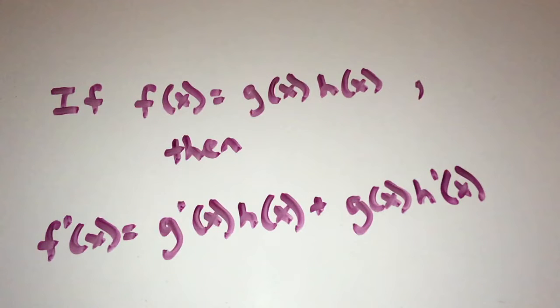Here we're going to be looking at the product rule. So what we have here is if f of x equals g of x multiplied by h of x, then the derivative is going to equal g prime of x multiplied by h of x plus g of x multiplied by h prime of x.